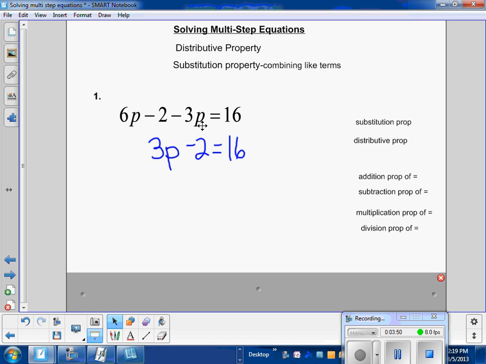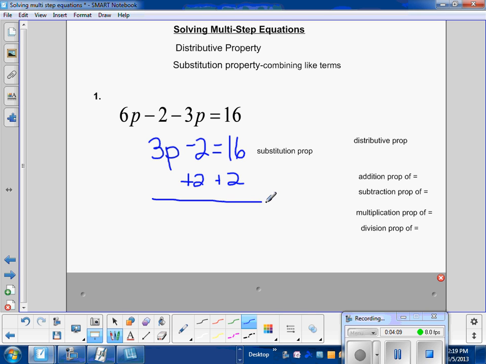So we combine like terms. We took 6p minus 3p and we substituted 3p for that. So we use that substitution property. The next step to solve this multi-step equation is to add 2 to both sides. So going from 3p minus 2 equals 16 to 3p equals 18, we use the addition property of equality.